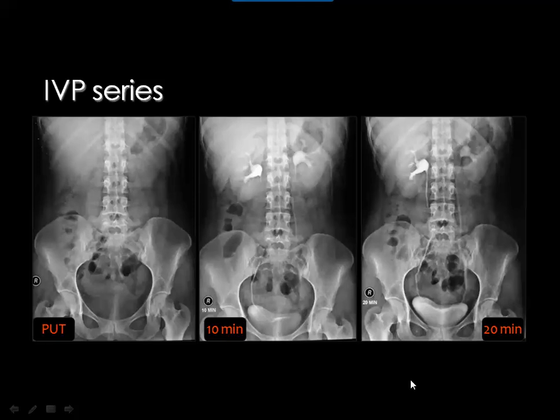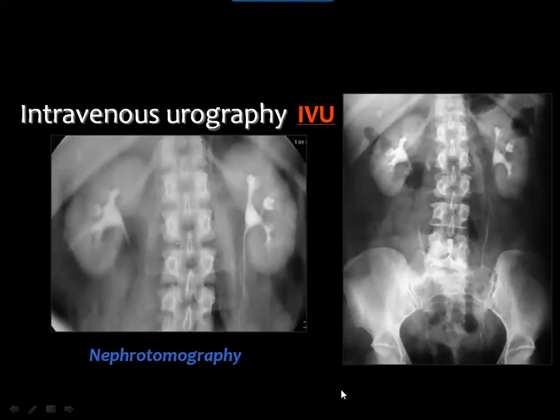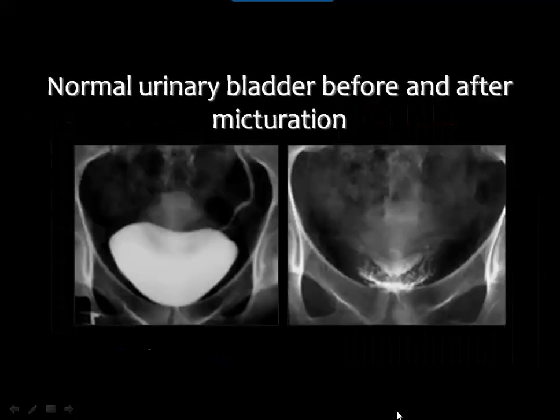Then you may select the proper timing you want, and this is just an example. We have film after 10 minutes from contrast injection and 20 minutes from contrast injection. Then you may use the tomographic facility in the machine to remove the gas shadows from the renal area, so that you are able to see the accurate contour of the kidney, to evaluate the renal parenchymal thickness, and to show clearly the pelvic ileal system.